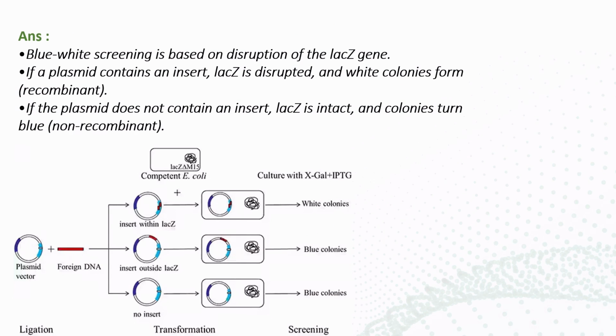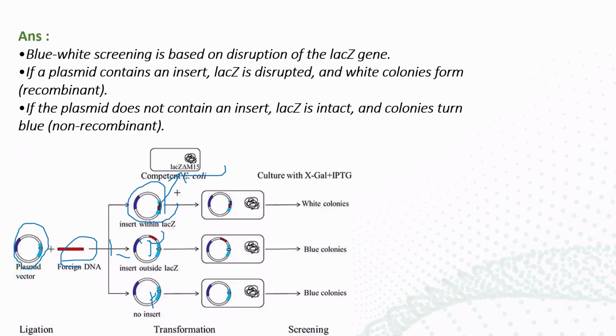Normally, if we see here in the structure, they have taken the plasmid vector into which they have introduced the foreign DNA. Here we are discussing it in the lacZ gene. They have inserted it in three ways. First, they inserted the foreign DNA into the lacZ gene; second, they inserted it outside the lacZ gene; and third, they did not insert anything. These plasmids were then introduced into the E. coli bacterium.